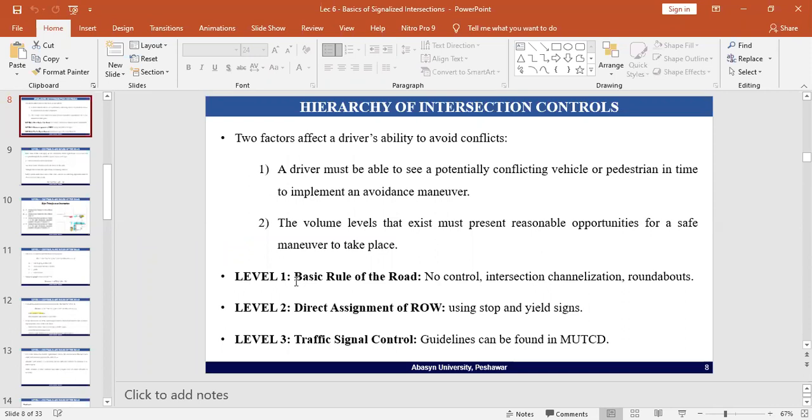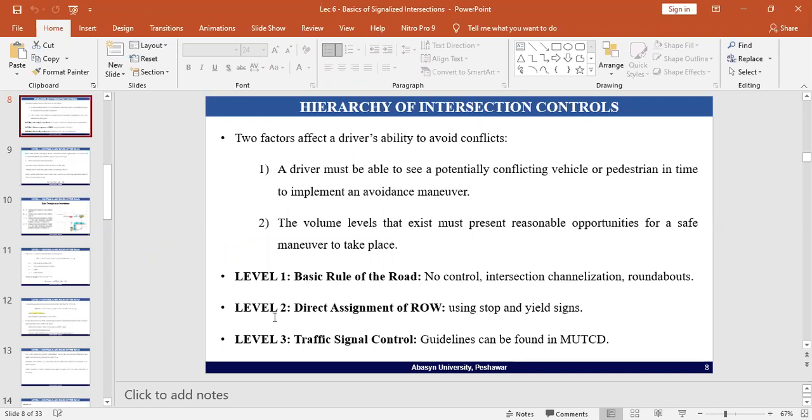This level one is useful where you have a mature society, a society that is well aware of ethics, morals and discipline. In such a society, level one works the best because they don't need any control. They understand the scenario and adapt their speed accordingly.